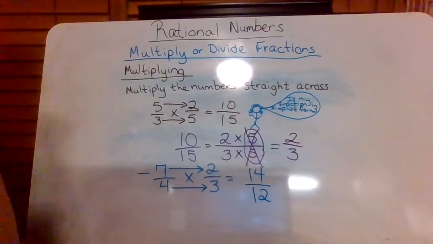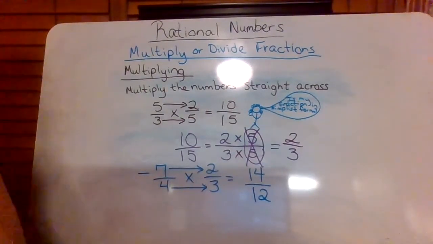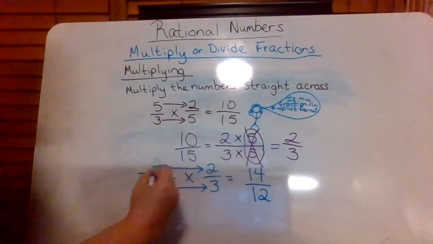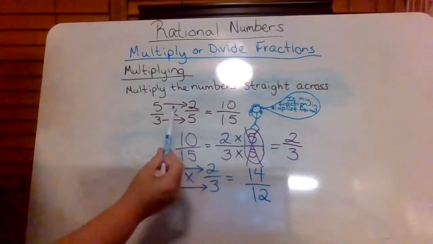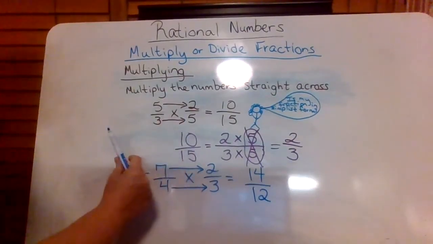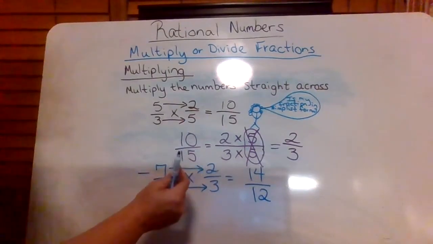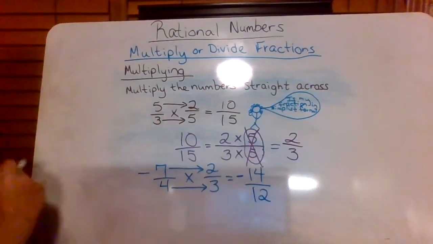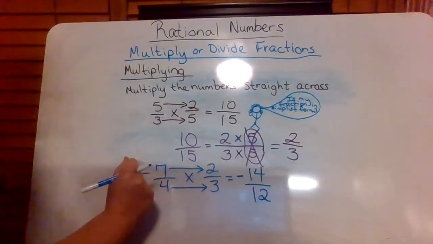Now, sign rules. And I used to say this all the time in my classroom. I would say, sign rules, and I had a big chart in the front of the room, and I'd point to it. If I look here, I have a negative, I have a positive. When I'm multiplying, remember, if one's negative and one's positive, my answer is always, and I hope you're saying it with me, always negative. Okay, so negative 14 over 12.